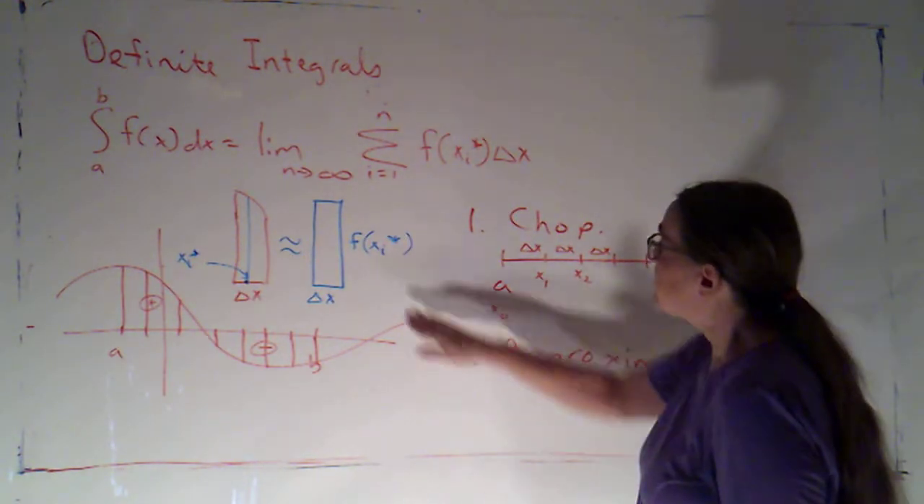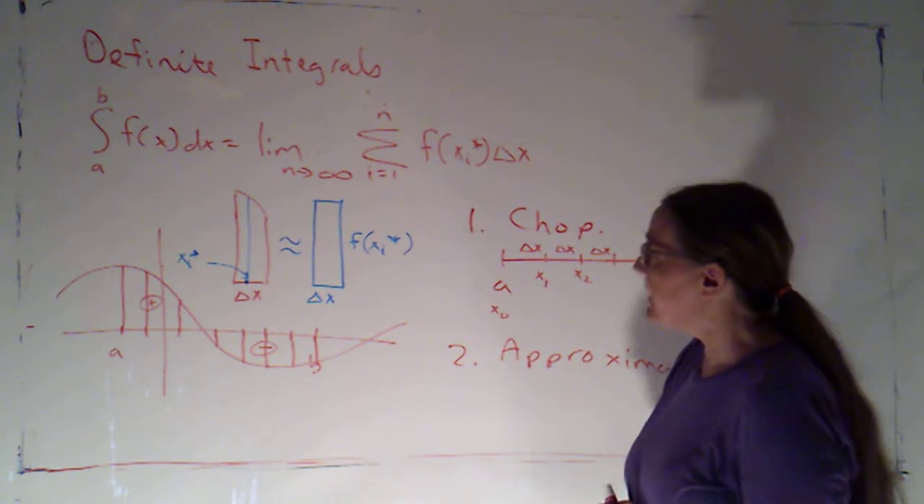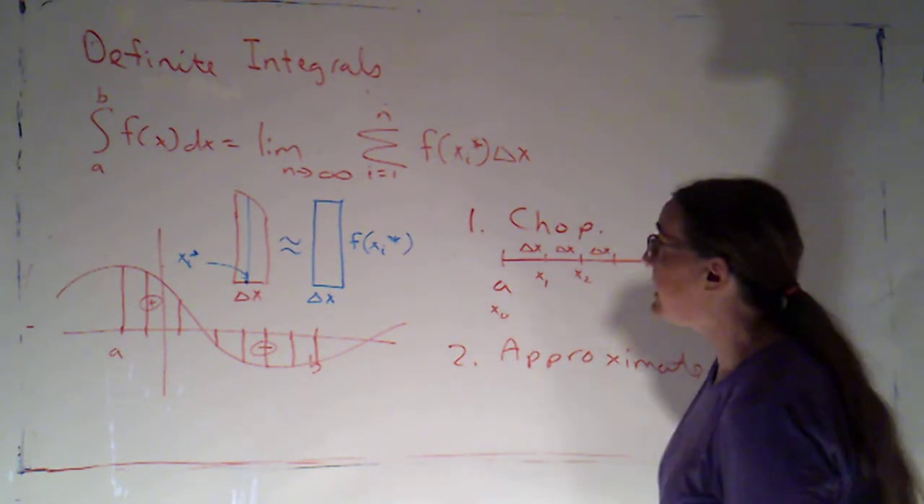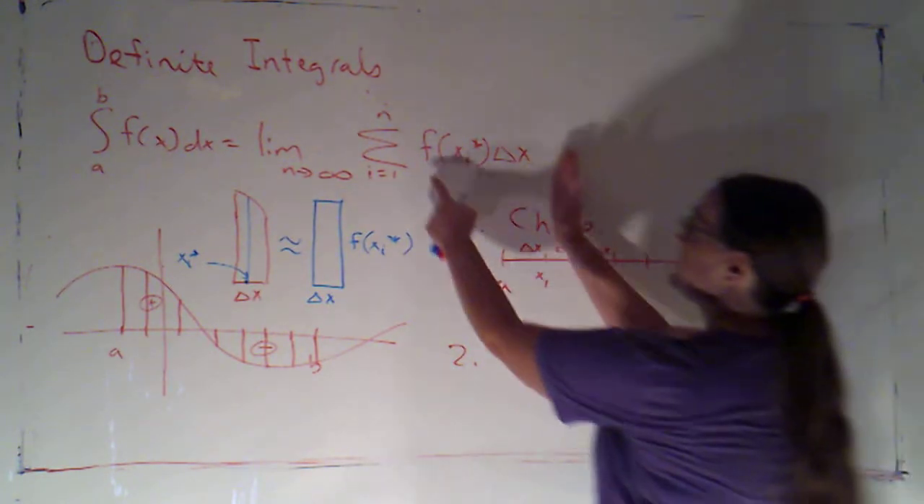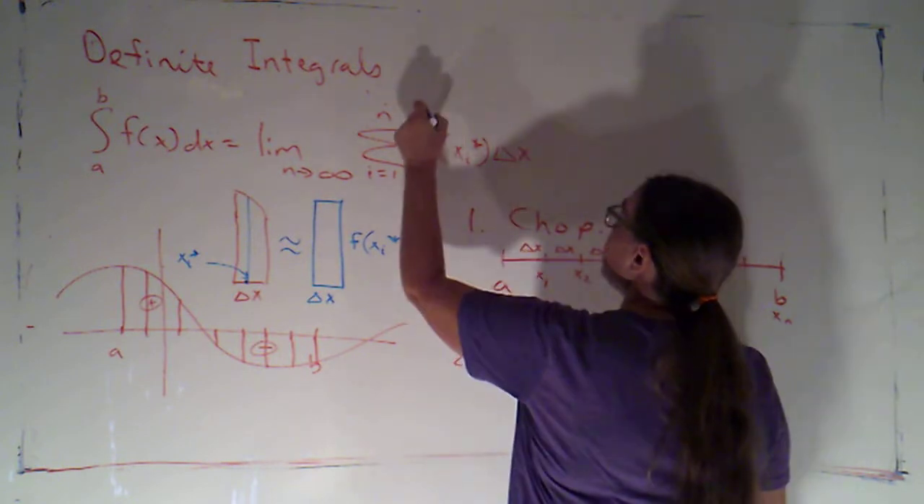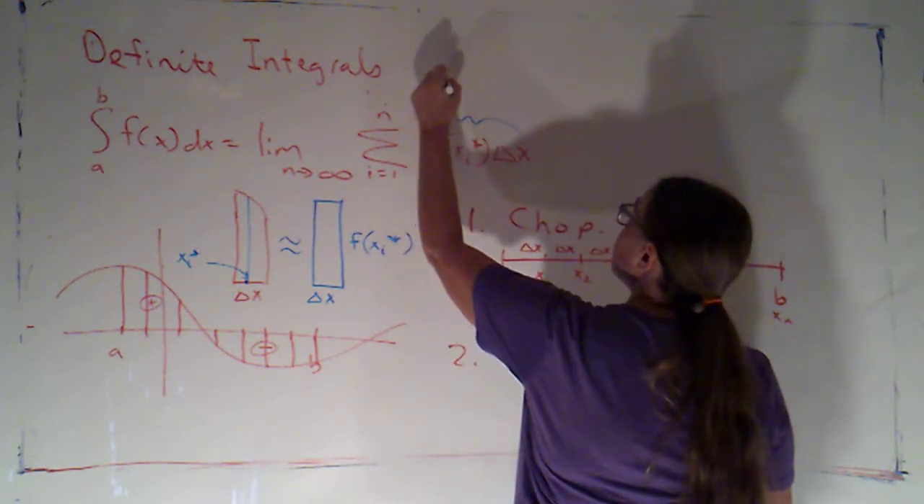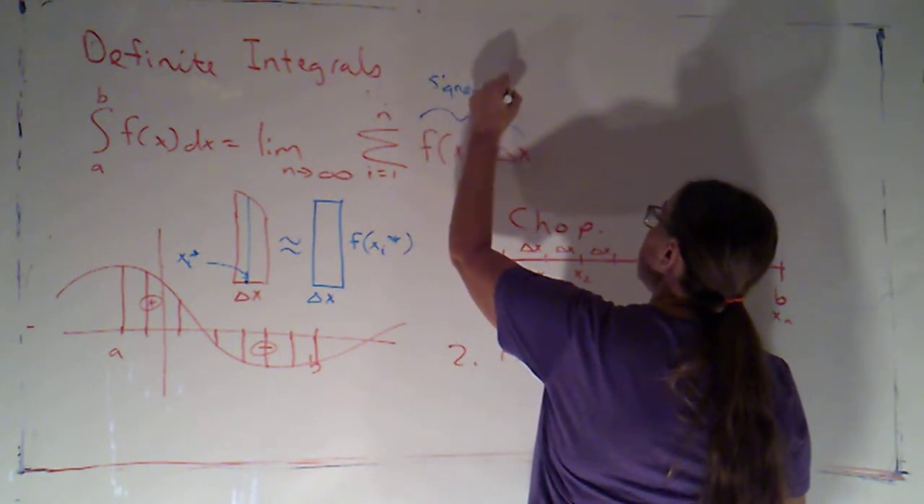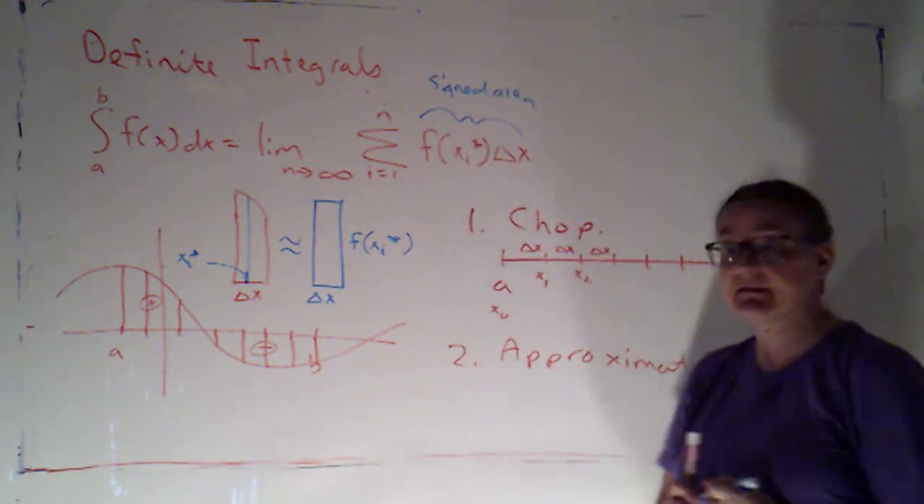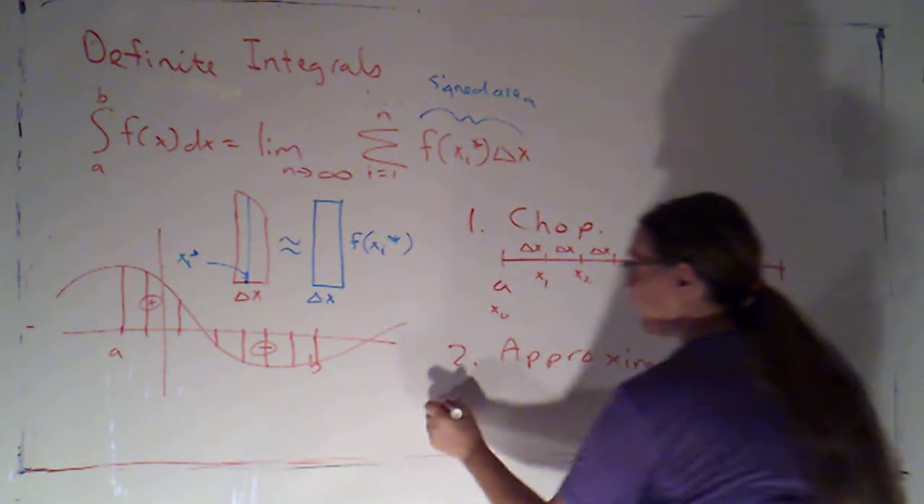Okay, so we approximate the signed area that we get. And you can see this is what we're adding up right here. This is the signed area that we have over the ith subinterval. And then step 3 is we add them up.